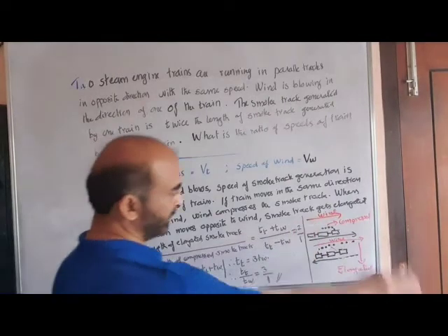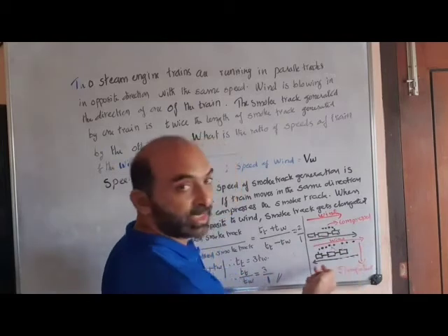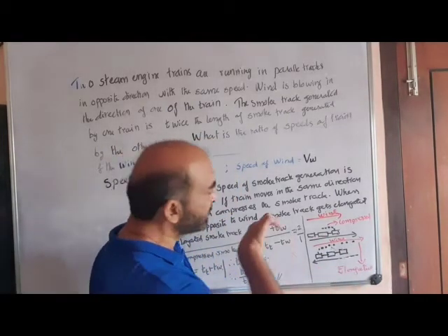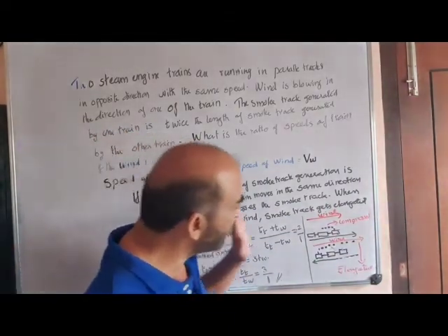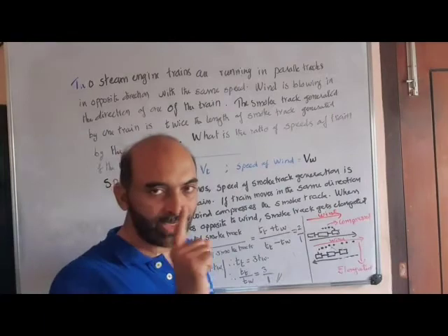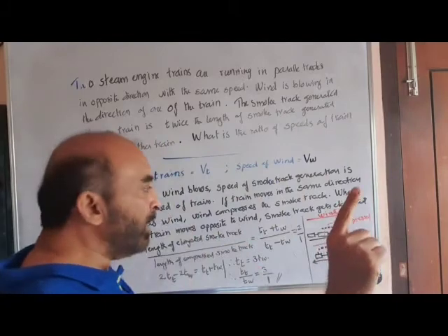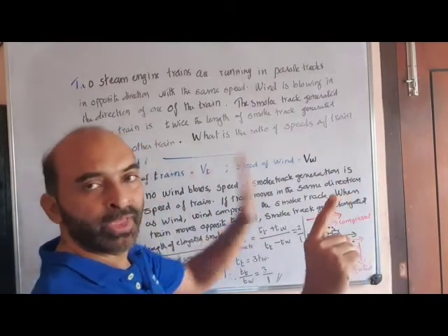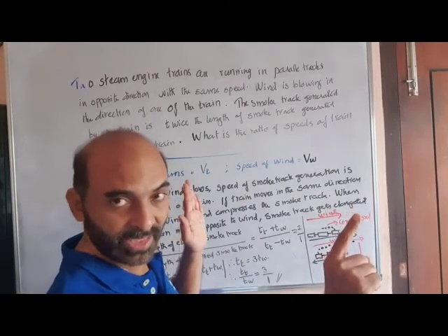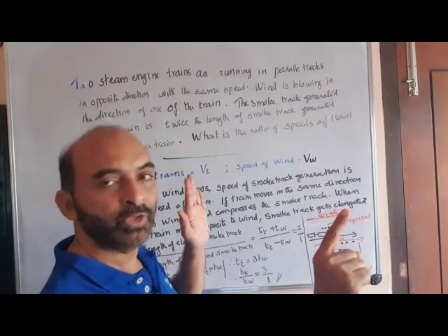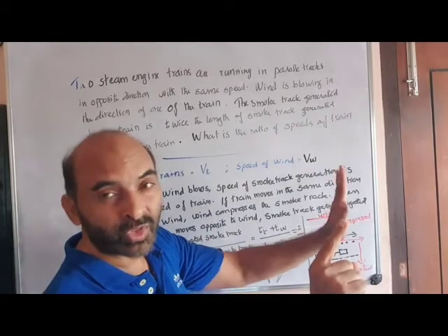See, this is the situation. One train is running in this direction. The other train is running in the opposite direction. Suppose the wind is blowing in this direction. So, while the train runs in this direction, smoke is generated backwards. But the wind is blowing in the same direction as that of the train, and so opposite to the direction of generation of the smoke track. So it will compress the smoke track.